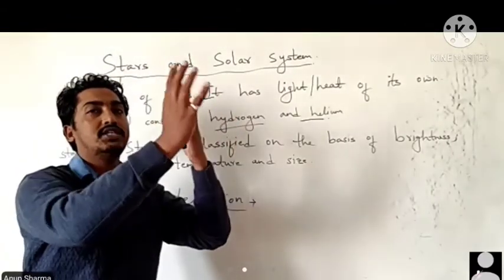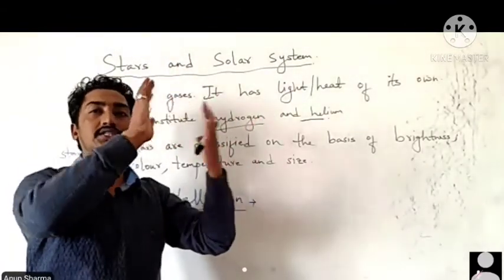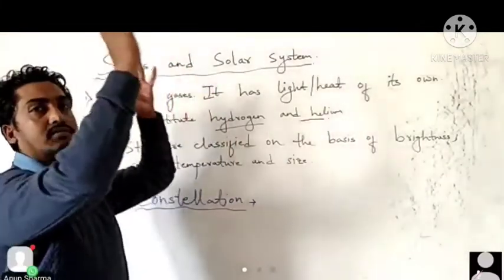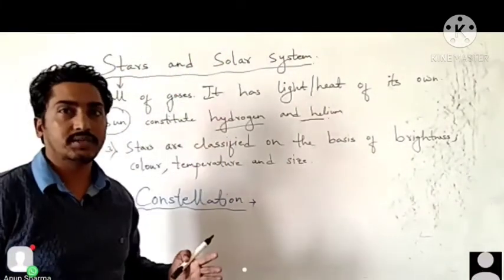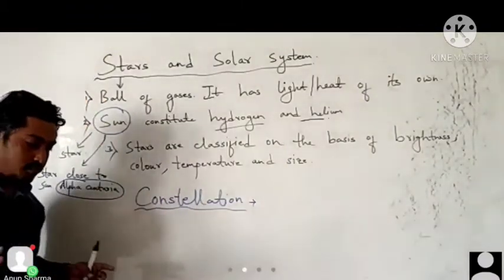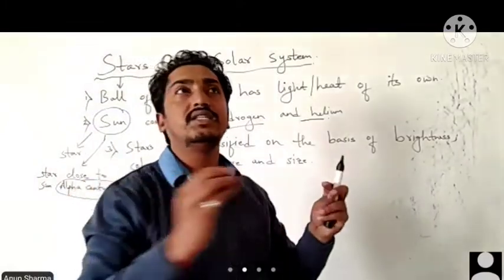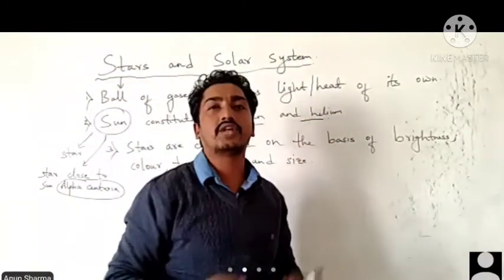But it keeps on changing. Why does it keep on changing? Because our earth is rotating. That's why we see that the stars are also rotating. But basically what I mean to say is that we can see different types of stars.